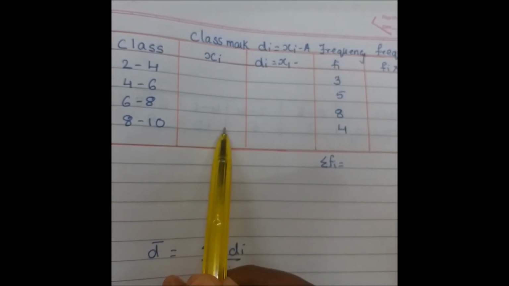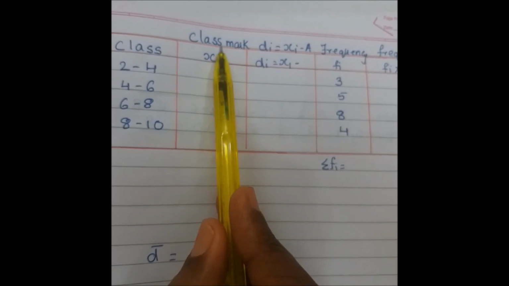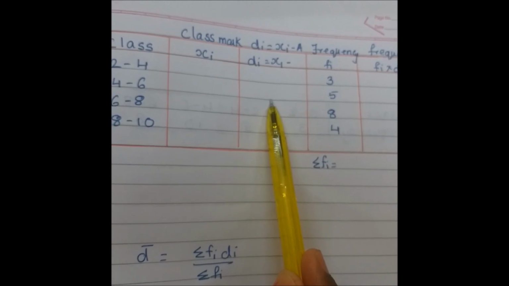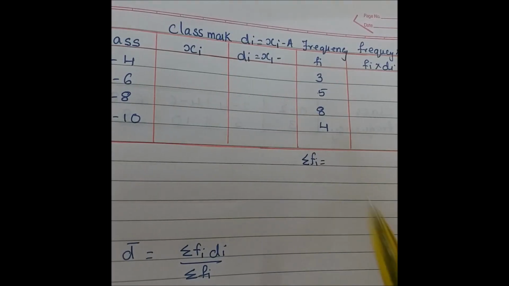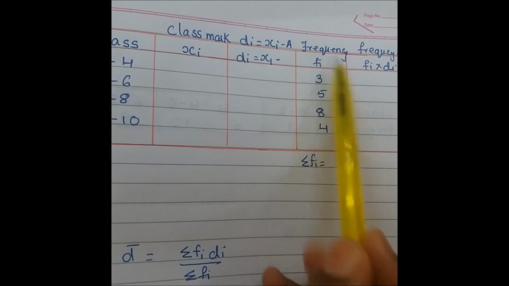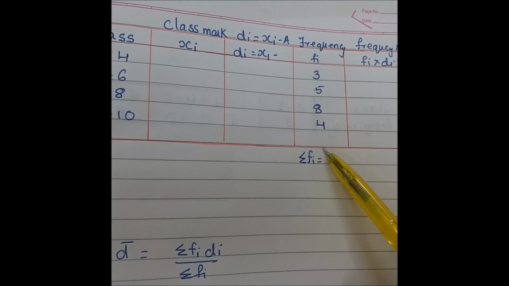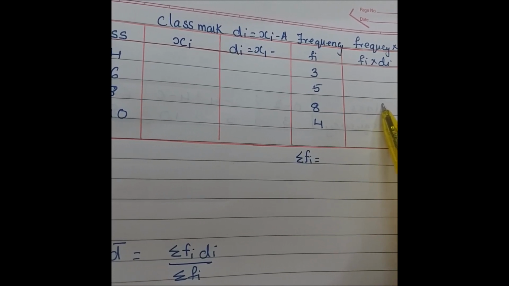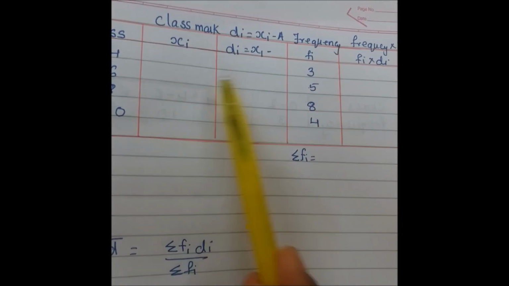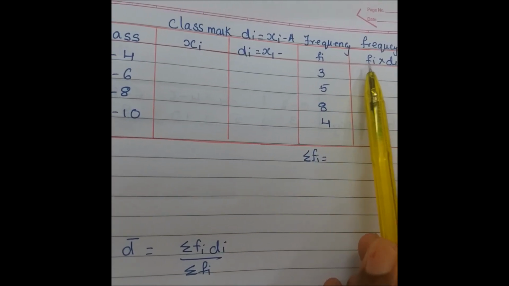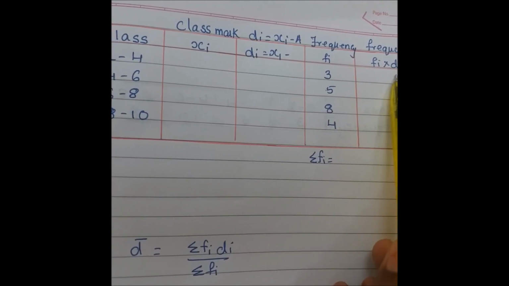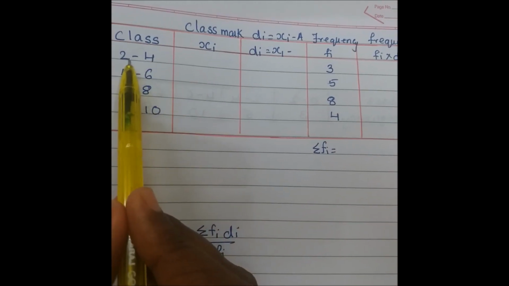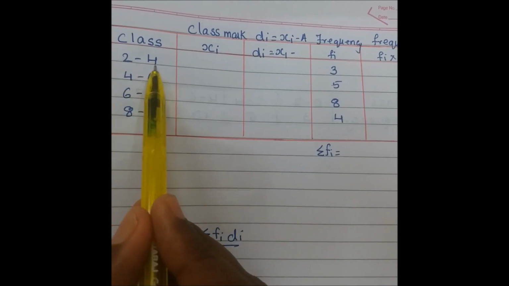The second column is xi, the class mark. The next one is di, deviation. The next one is frequency, which is already given in the question. And the last column is frequency into deviation. Once you get xi, di, then we have to find frequency into deviation. So let us find the class mark of the given class, that is 2 to 4.